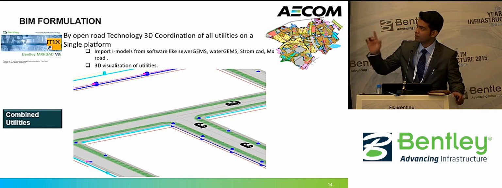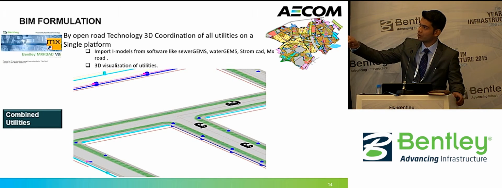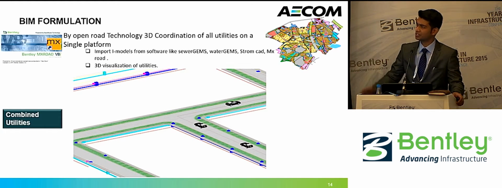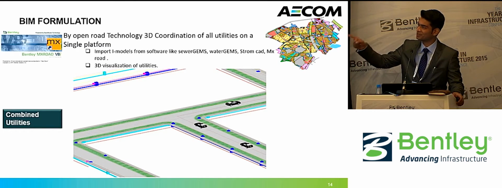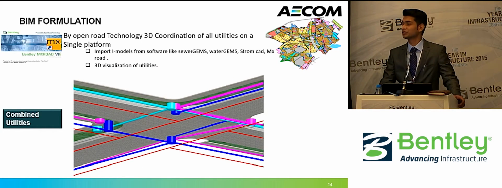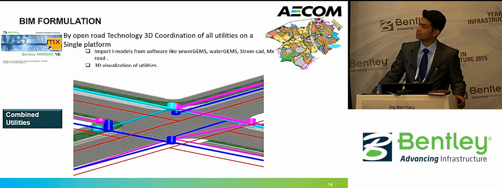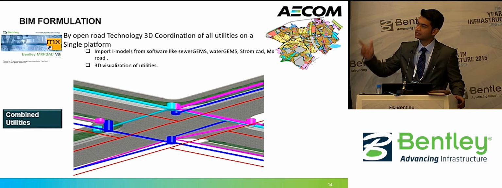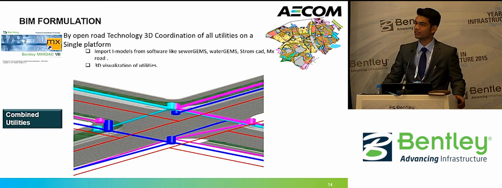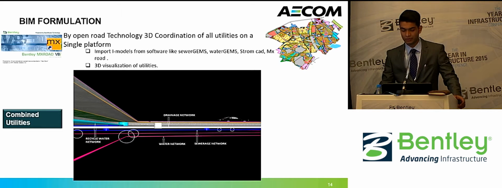Here are some images of combined utilities in 3D visualization. Here we see the network of water and sewer, and we can even see the vehicle movement, footpath, and the road pavement. Second, we can see our utilities below the road junction. We can recognize easily that there is our water line, there is our sewer line, there is our drainage line. And this is another snapshot of the water network, sewer network, drainage network, and the recycled water.